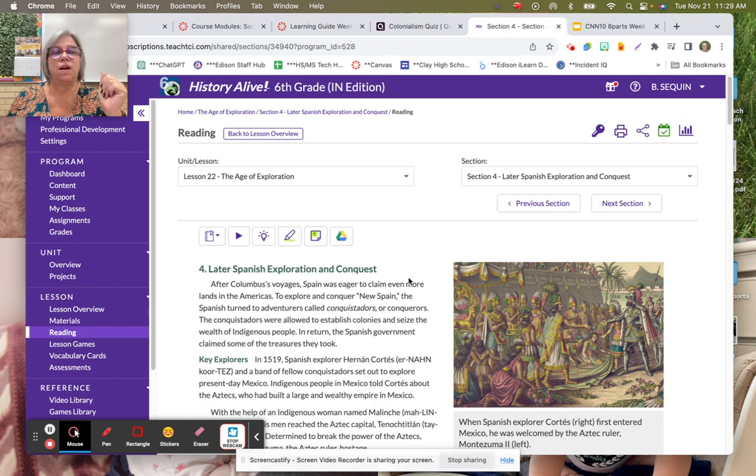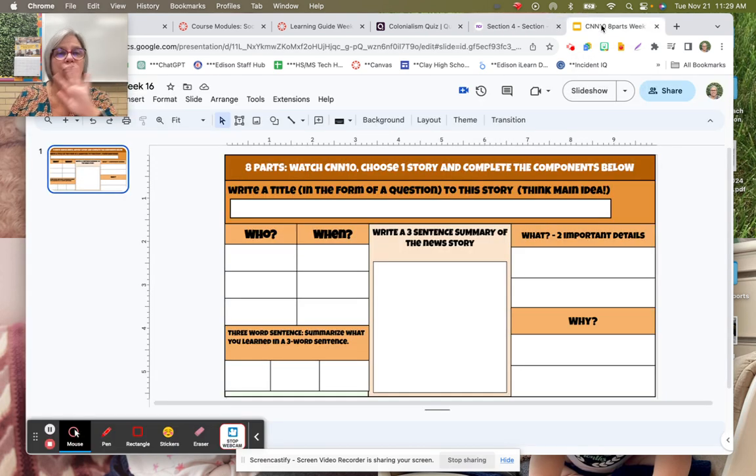All right, so that is what you are going to do with lesson 22. The last thing you're going to do is the CNN 10. You're going to watch it in the assignment, and then you're going to complete the 8 parts.